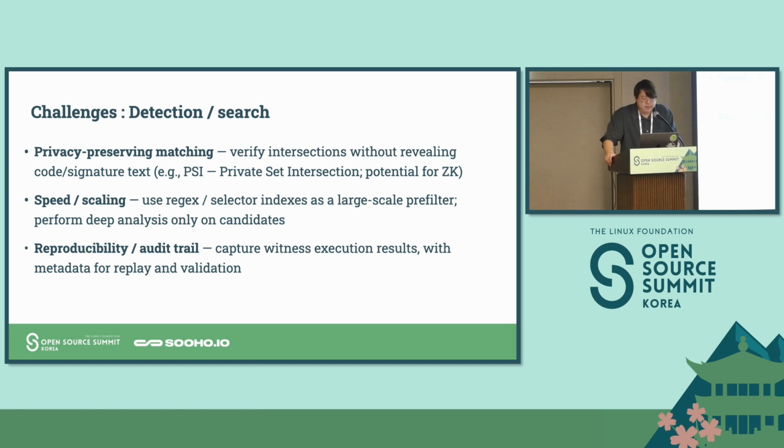And second is speed and scale. We can use regular expressions and selector indexes as a lightweight preprocessor over large on-chain datasets, and then send only the candidates to deeper verification. And the last thing is reproducibility. Every detection should include witness results and metadata, so anyone can replay the finding later, and the results remain transparent and auditable.